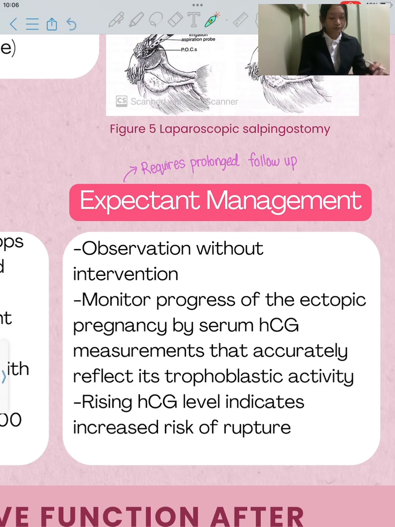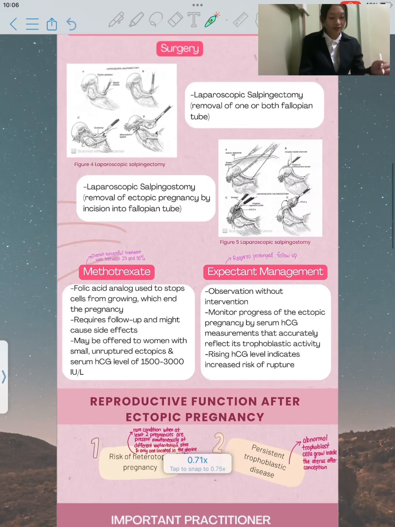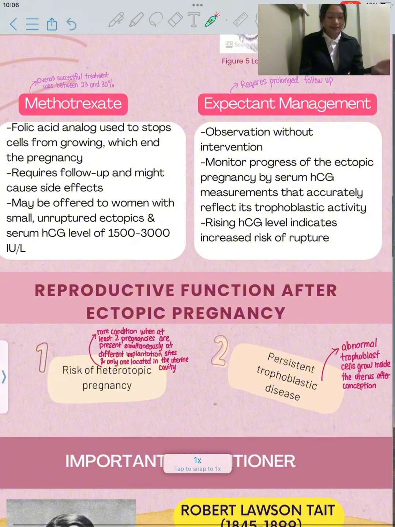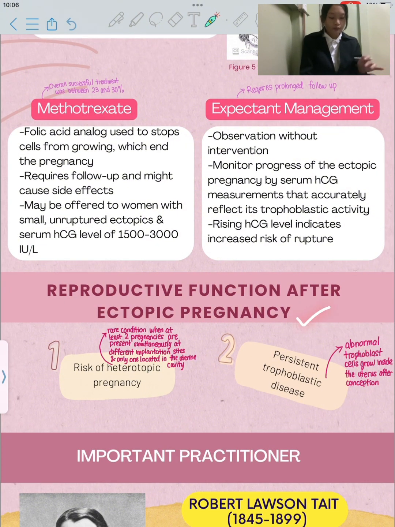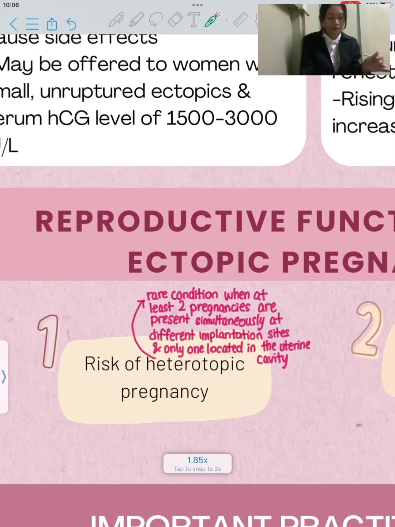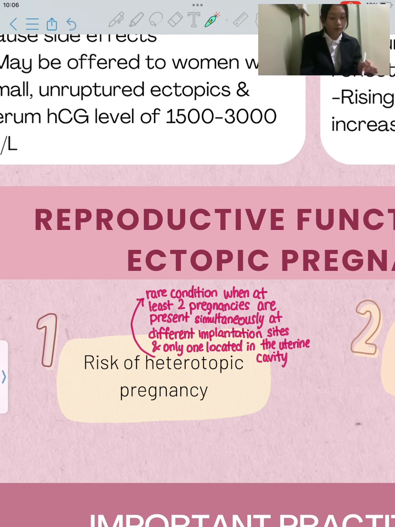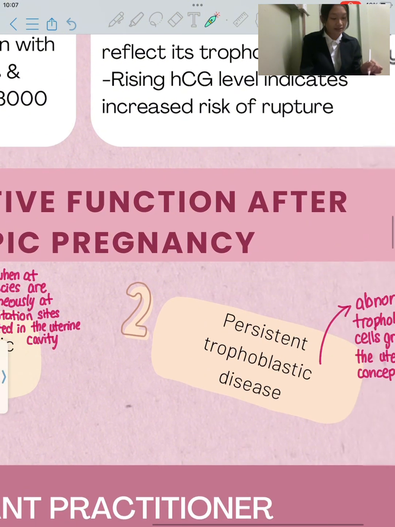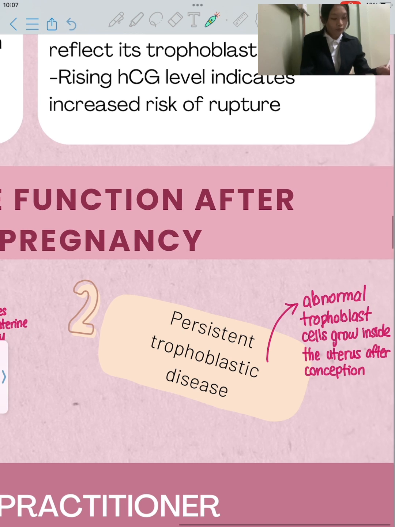Now, how is the reproductive function after ectopic pregnancy? Women who have had an ectopic pregnancy before might have a risk of getting heterotopic pregnancy, a rare condition where at least two pregnancies are present simultaneously at different implantation sites, but only one is located in the uterine cavity. The next one is persistent trophoblastic disease, where abnormal trophoblast cells grow inside the uterus after conception.